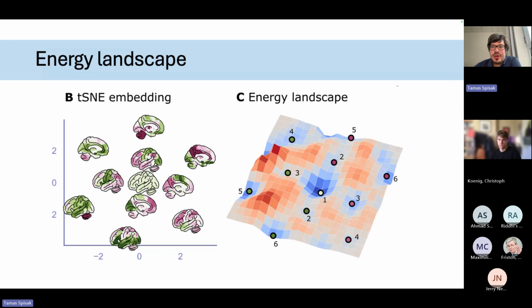Furthermore, we can also try to reconstruct the underlying energy landscape of the system. Here I did it with the t-SNE, and you can see that the attractors are in the local minima of this energy landscape. Of course, I don't say that in reality this is a two-dimensional energy landscape, but this might be a good estimate for a low number of attractors, I believe.